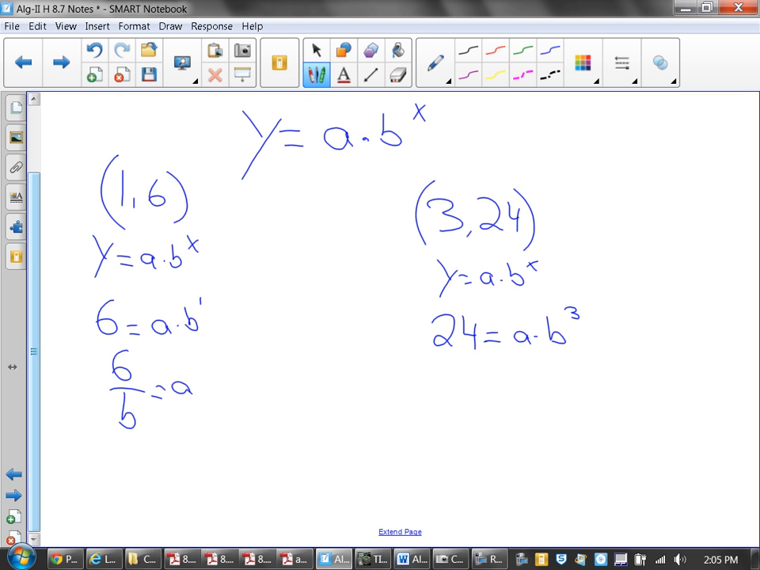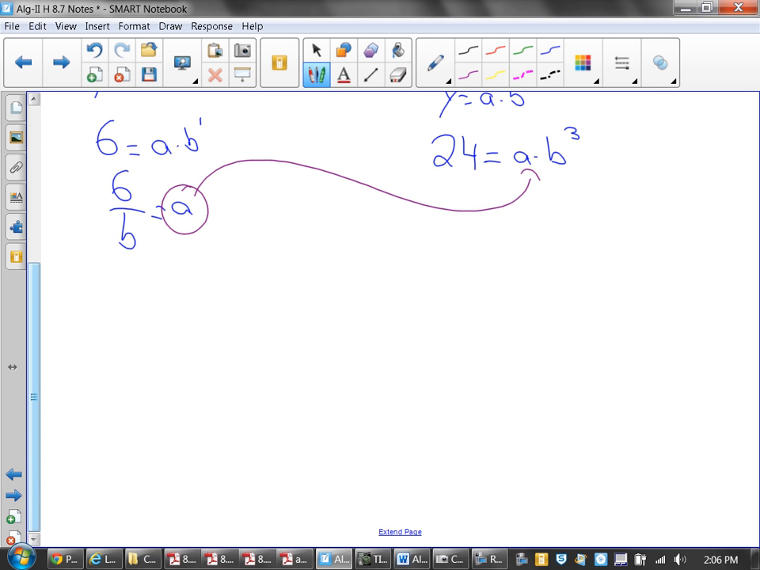So now I have a, I'm going to substitute in here on the other equation. So I'm going to get 24 is 6 divided by b times b cubed. And what does it become on the right-hand side then? 6b squared. And now we're back to a two-step equation. Divide by 6.